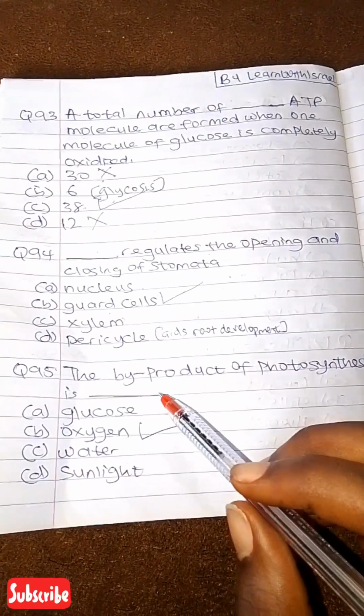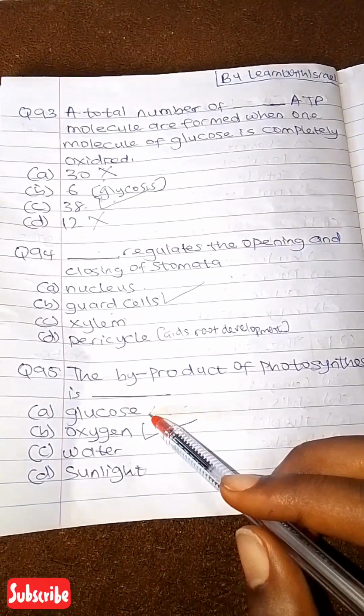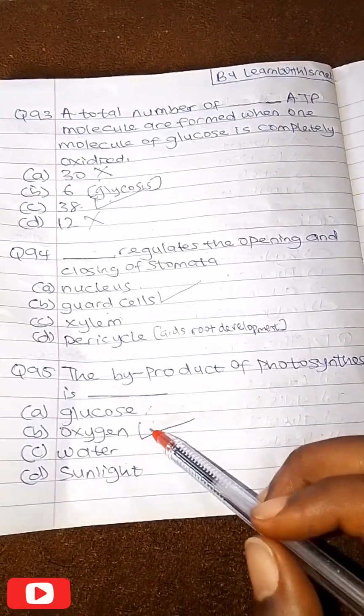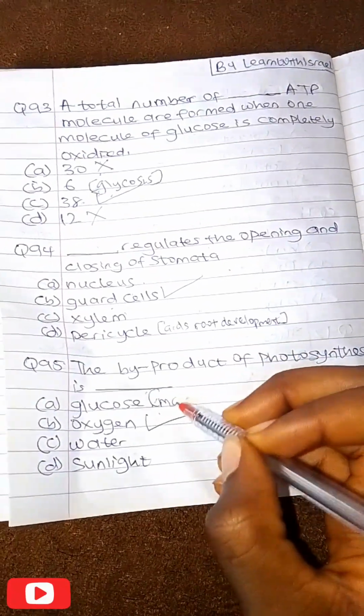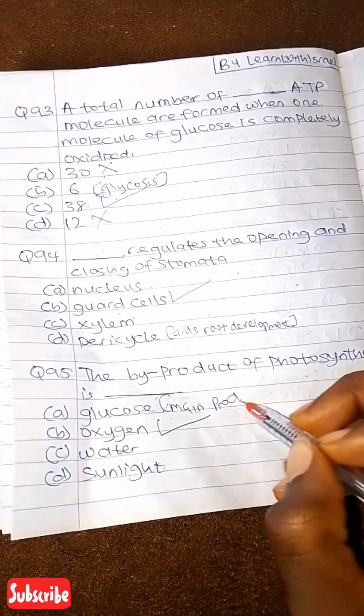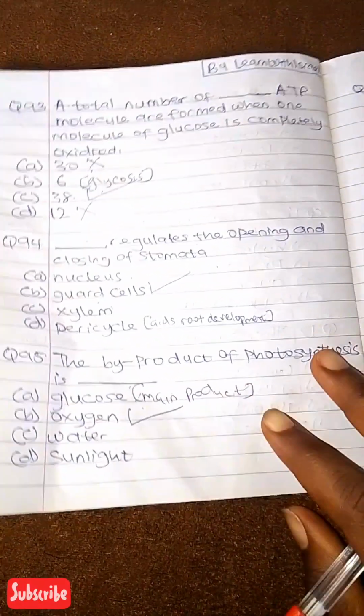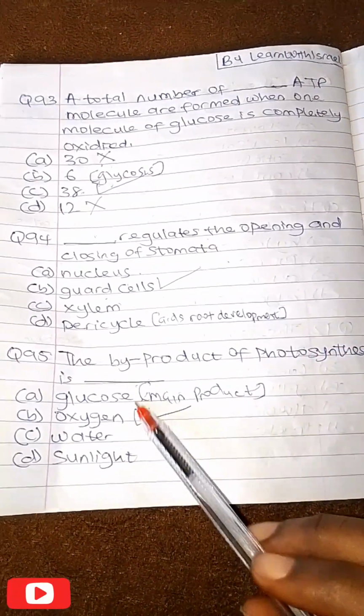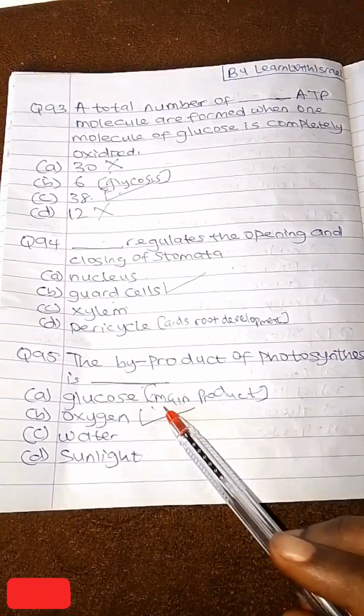While glucose is the main product, the byproduct is oxygen. So the byproduct of photosynthesis in the options is oxygen. So guys, let's continue.